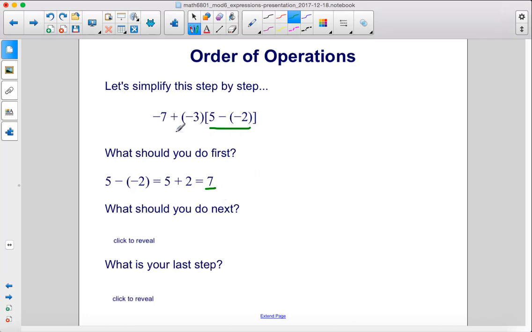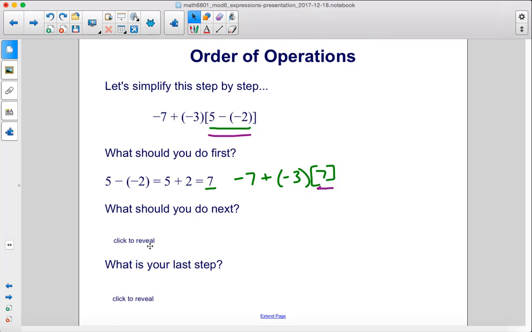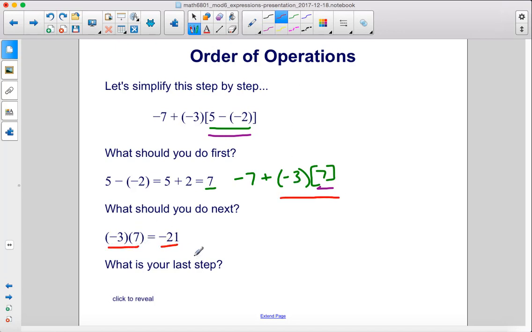So now, we can rewrite this whole expression as negative 7 plus negative 3 times 7. So you can see how this whole part just became 7. So what should we do next? Well, we have multiplication here. We have addition and multiplication, so we do the multiplication first. Negative 3 times 7, and that becomes negative 21.